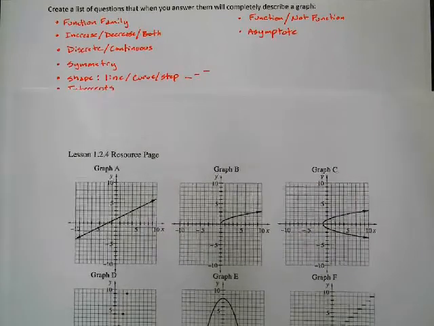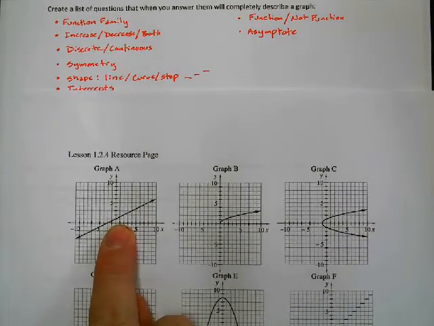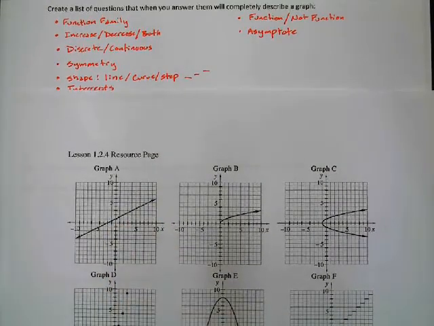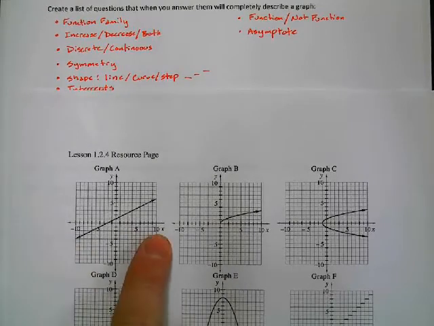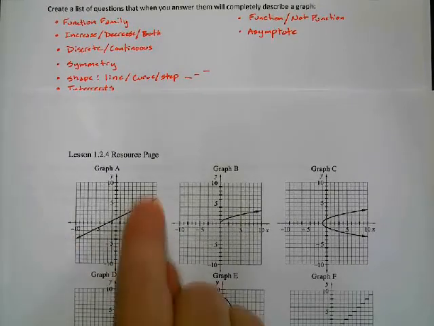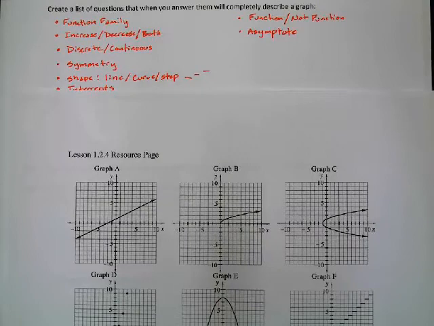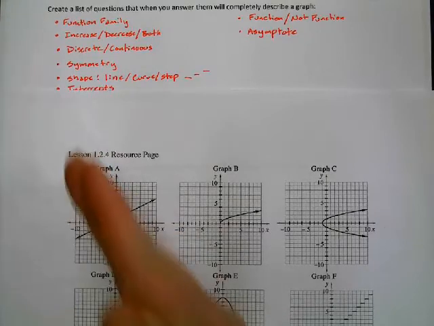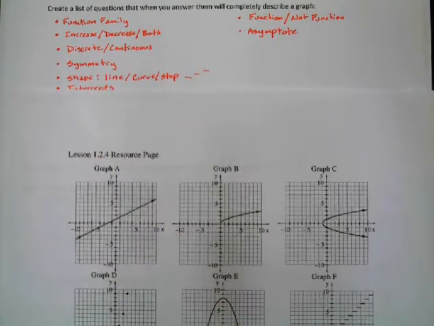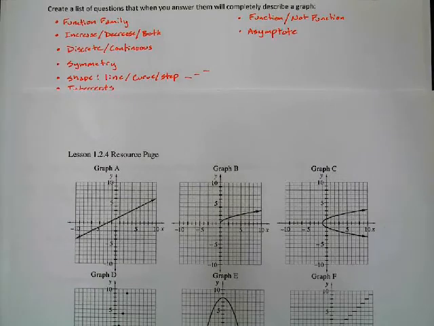All right, so here's graph A, function family. That's a linear function, straight. Increasing or decreasing? From left to right, as the x is increasing, the y is increasing, so that's an increasing function. Symmetry, it doesn't have reflectional symmetry. I can't reflect. I mean, I guess I could reflect off of a perpendicular line right there, so yeah, I guess that's technically true. 180 degrees rotational symmetry: I could spin this 180 degrees, and it'd be the same shape.